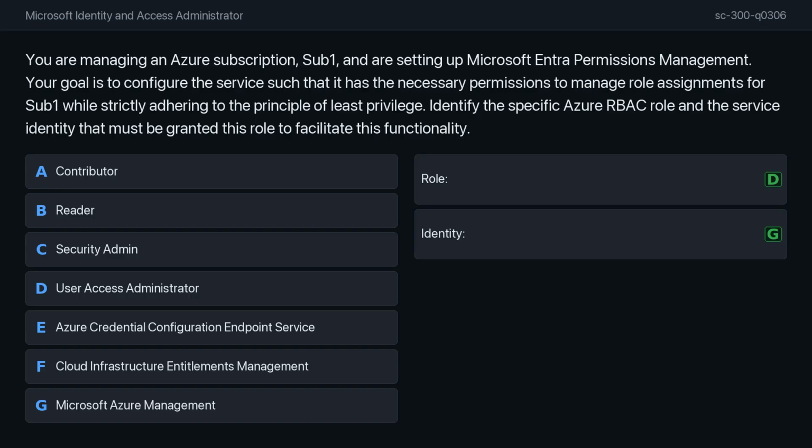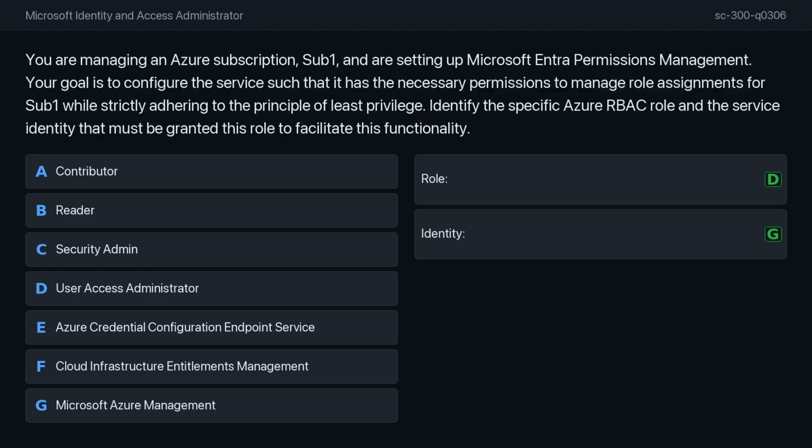In my view, the correct answer is that the User Access Administrator role must be assigned to the Microsoft Azure Management identity. This combination is essential because the User Access Administrator role provides exactly the permissions required to manage Azure role assignments without granting broader control over resources, thus satisfying the principle of least privilege. The other roles listed are incorrect for this specific task.